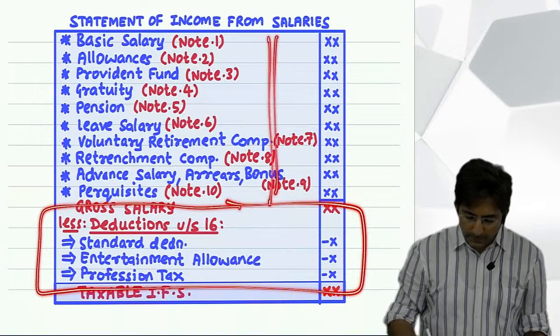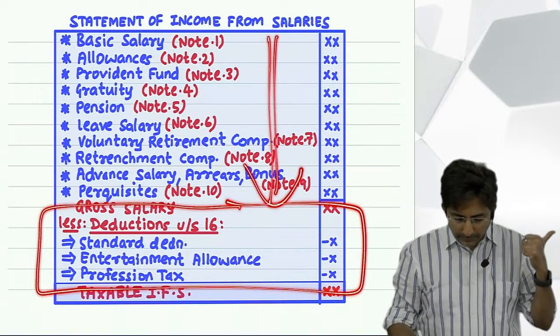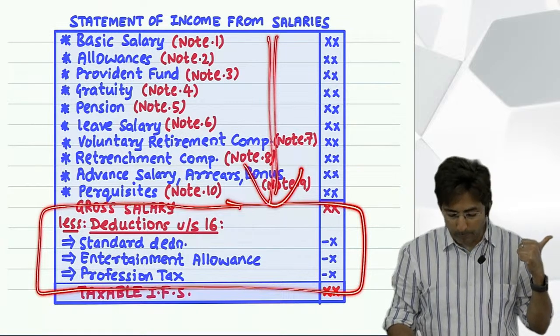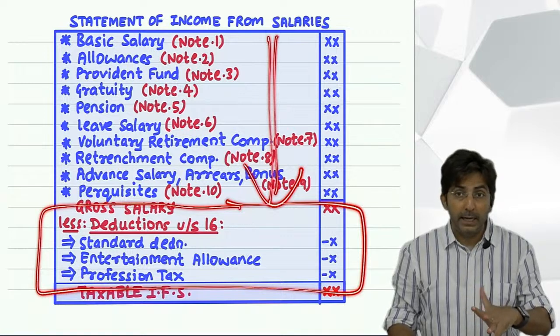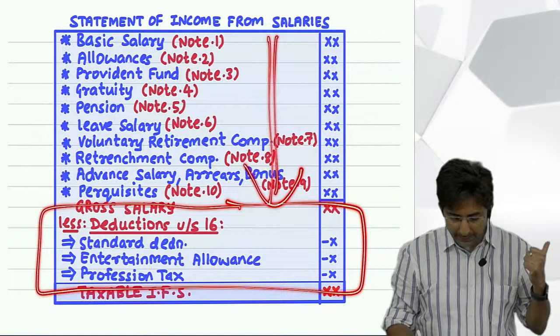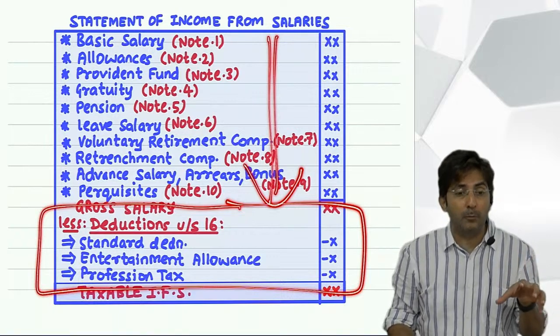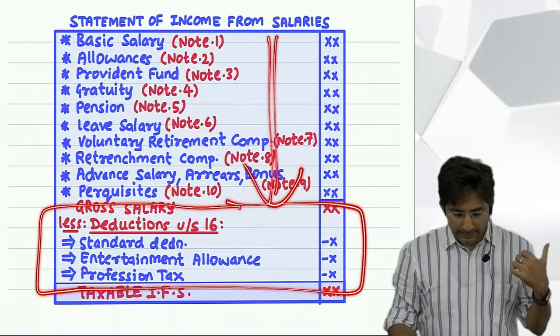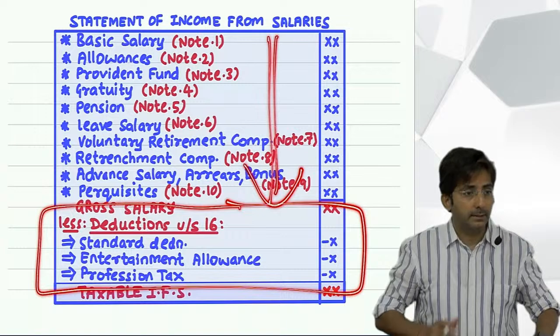After you total up the statement, what is seen? Deduction under section 16. First you minus standard deduction. The amount is fixed, 50,000. Have you memorized 50,000? Then entertainment allowance, that will come only if he is a government employee. And profession tax will come as it is.